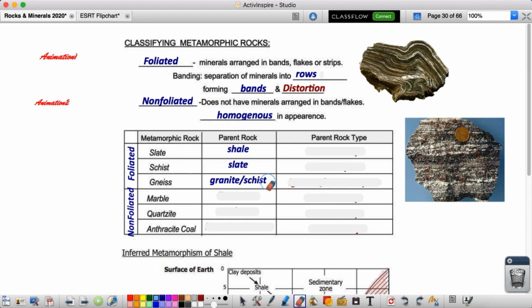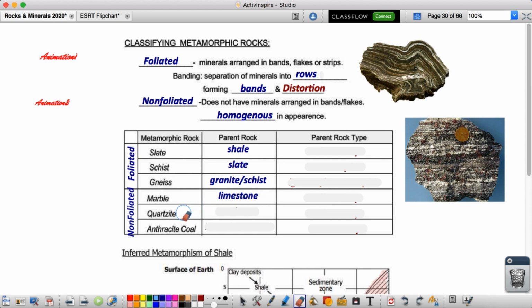Now, a little help from you. Back in the ESRT, page 7 bottom, what is the parent rock of marble? Please enter your answer right here. Marble comes from what? And the answer is, marble comes from limestone.